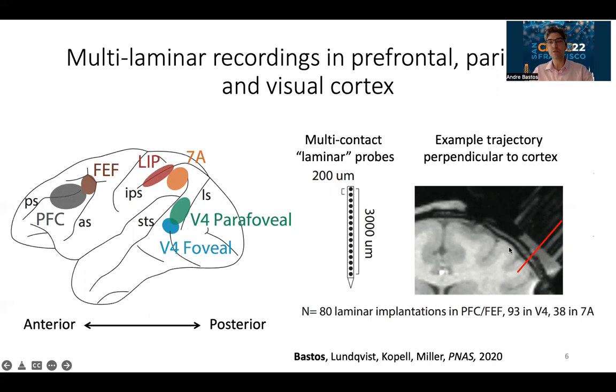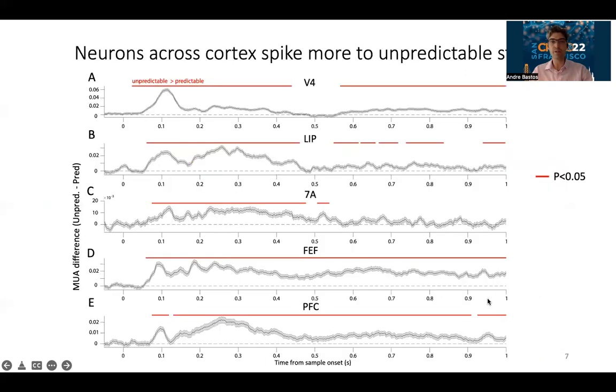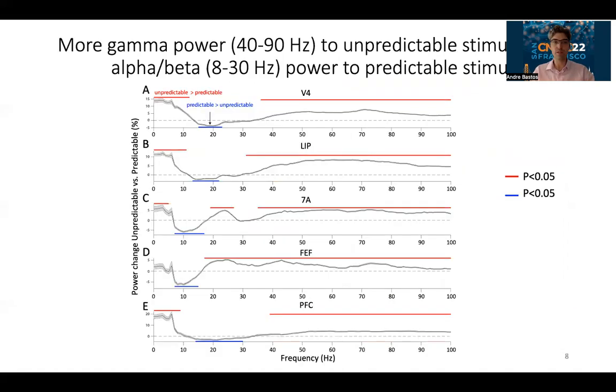in a network of prefrontal, parietal, and visual areas, trying to go perpendicular to the cortex in order to be able to then estimate neural activity in both superficial and deep layers. What we found is that across the network, there was more spiking to an unpredictable stimulus than compared to a predictable stimulus. And in addition, there was more gamma to an unpredictable stimulus.